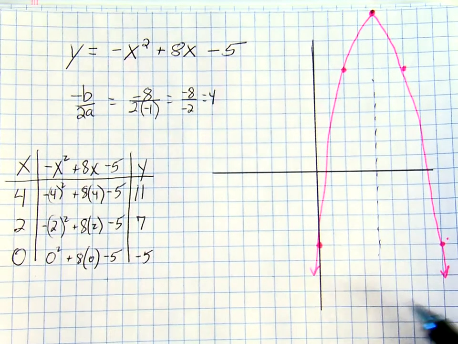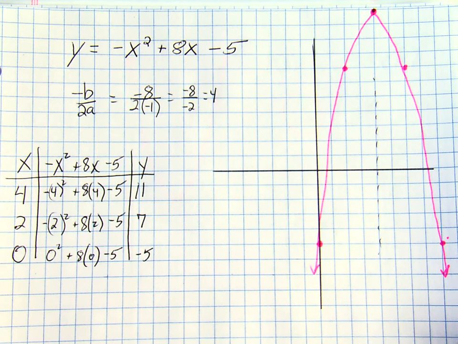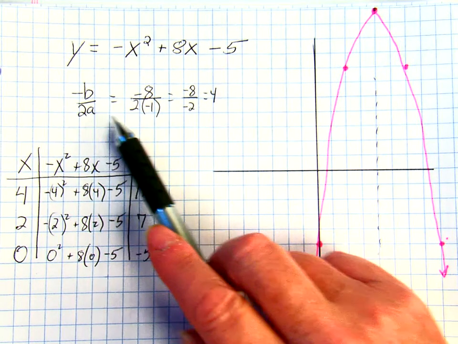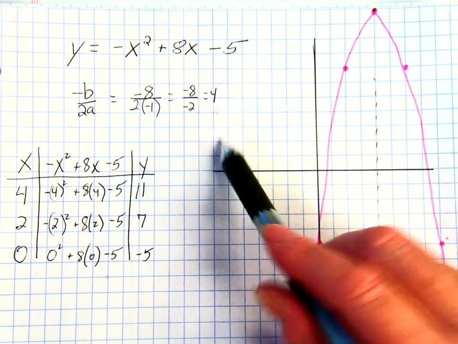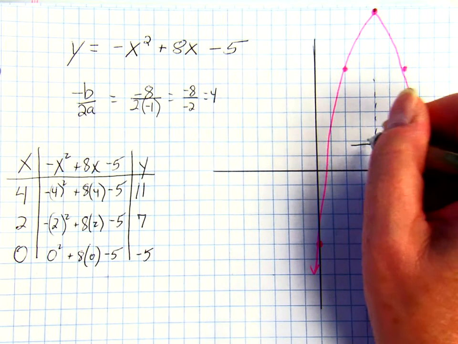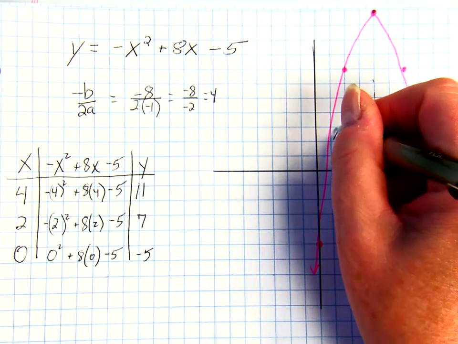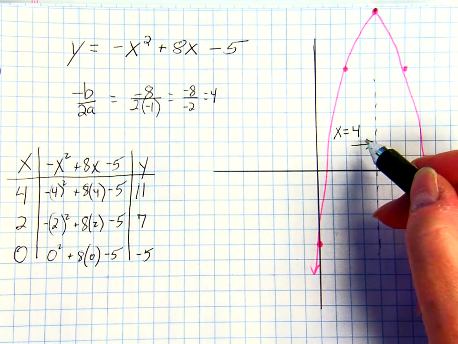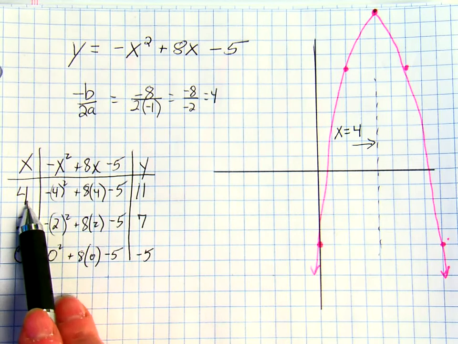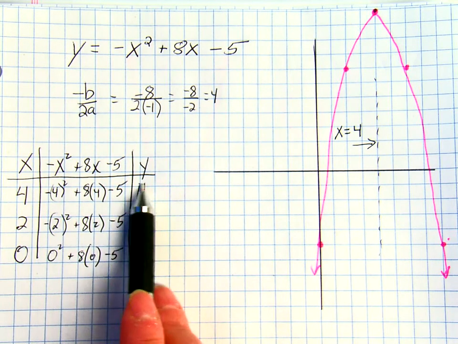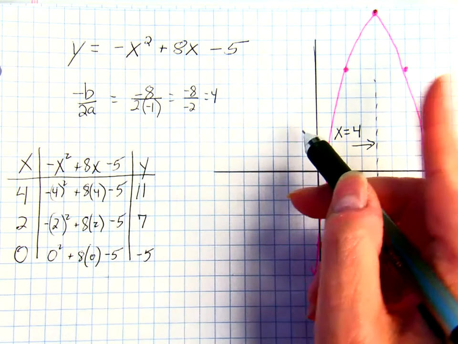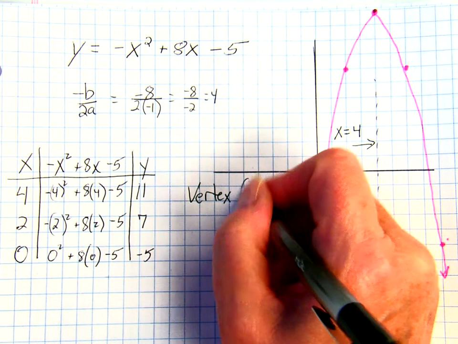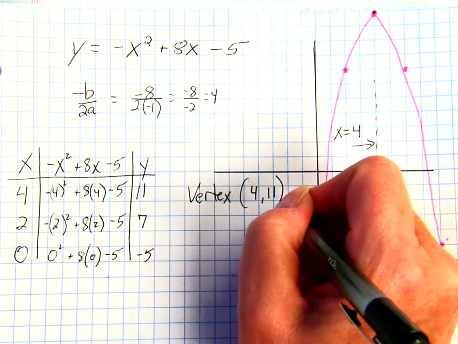Okay, so really that's all we are looking at. Today we are focused on this negative b over 2a. We're getting that axis of symmetry. At this point here, x equals 4. That's my axis of symmetry. And then I put the 4 into my equation, and I get my y, which tells me that my vertex point, my vertex, is at (4, 11).